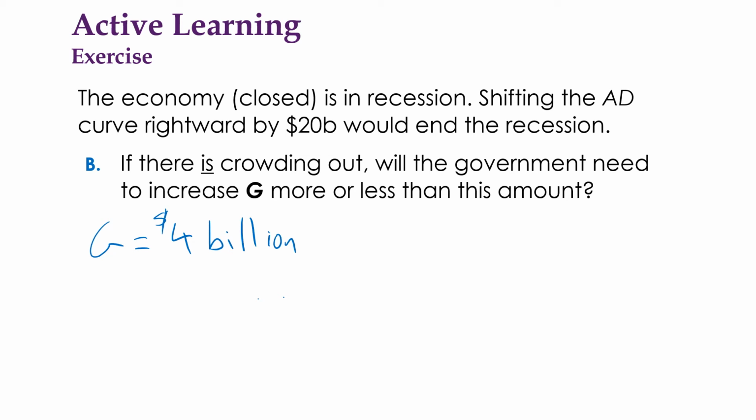So anyways, B, if there is a crowding out effect, will the government need to increase G more or less than that $4 billion? That's right. If there is a crowding out effect, we would have to increase G more than $4 billion. Maybe $4.5 billion or $5 billion or whatever in that case.